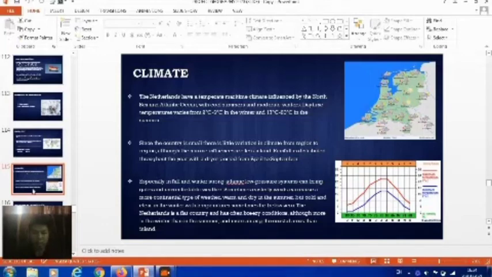Sometimes easterly winds can cause a more continental climate, with weather warm and dry in the summer but cold and clear in the winter, and the temperature sometimes falls below zero. The Netherlands is a flat country and has often breezy conditions, more in the winter than in the summer, and more in coastal areas than inland.